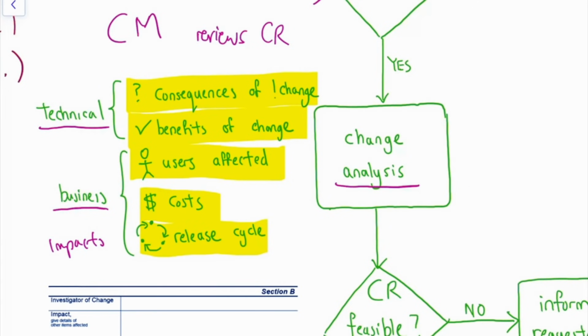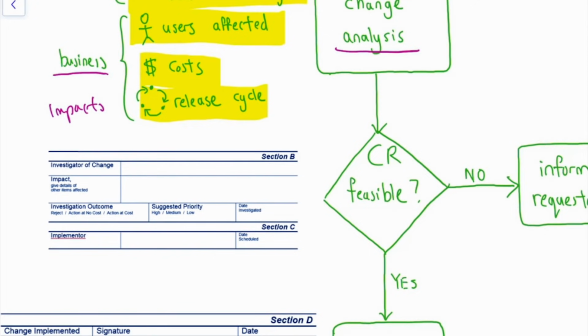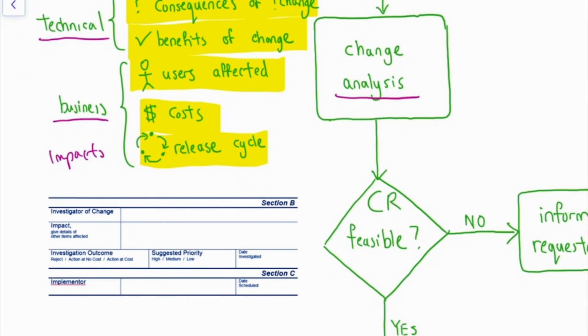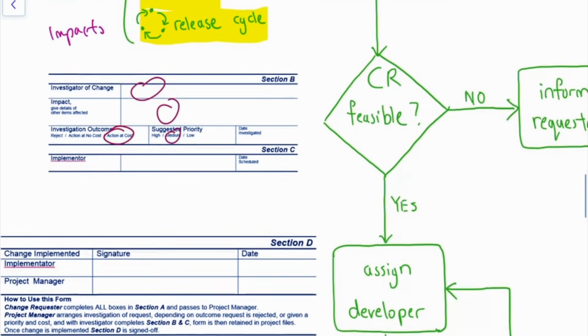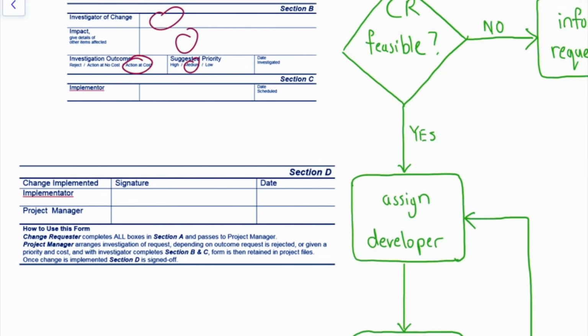At which point did this change come in? Is it during implementation, and so how would it affect your timelines? Once everything is considered carefully, the investigator, or the change manager, would fill in all these things over here, and suggest some cost, or I mean suggest some action to do. And if the action is yes, that means it's feasible, then you will go on to assign a certain developer, which will be known as the implementer here, and so on.